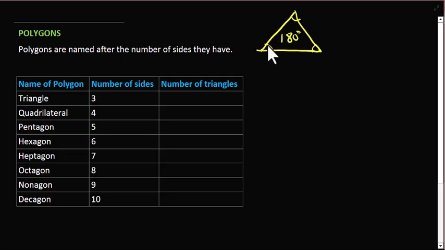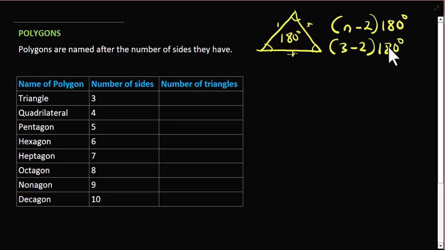For us to find the sum of interior angles of any polygon, we use the formula (n minus 2) times 180 degrees. Let's do that here. n is the number of sides of the plane shape. This is a triangle. It has 1, 2, and 3 sides. Because it has 3 sides, we substitute n with 3. So we have (3 minus 2) times 180 degrees. 3 minus 2 is 1. 1 multiplied by 180 degrees gives us 180 degrees.